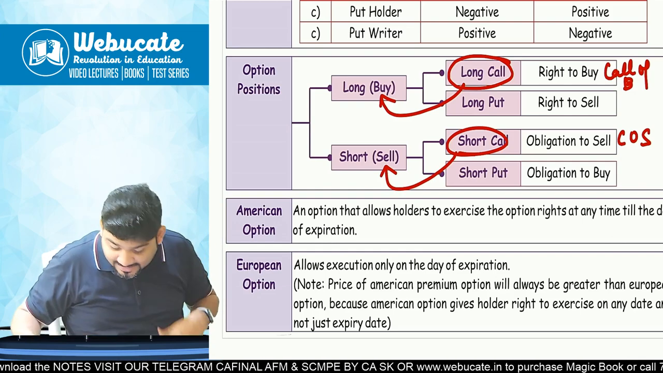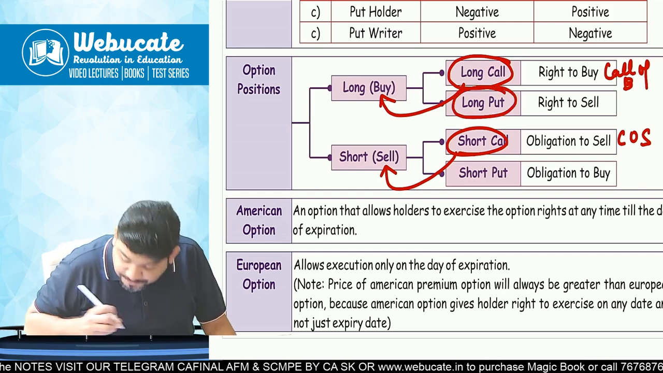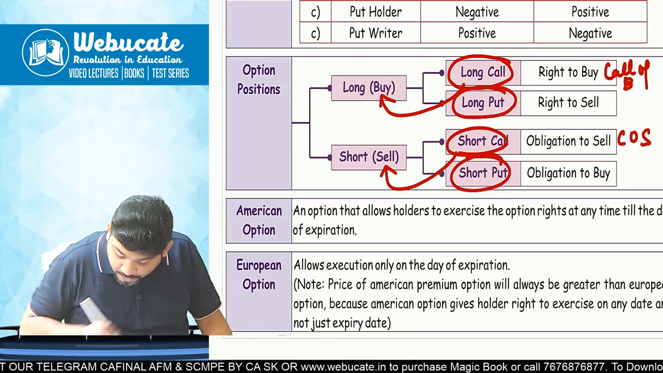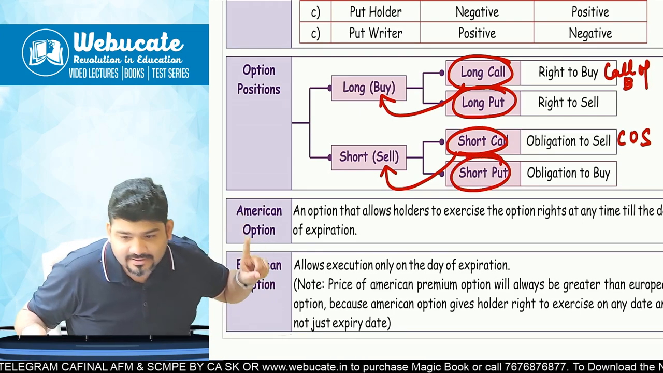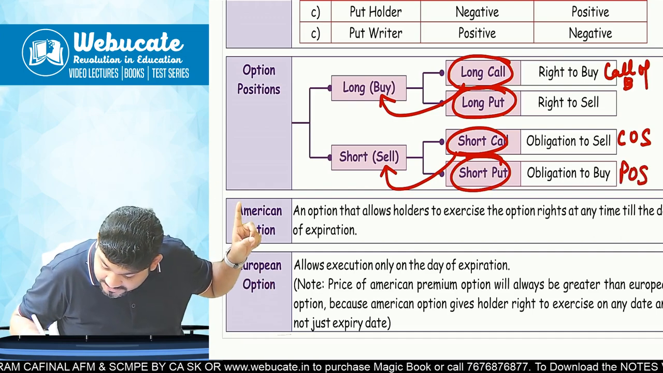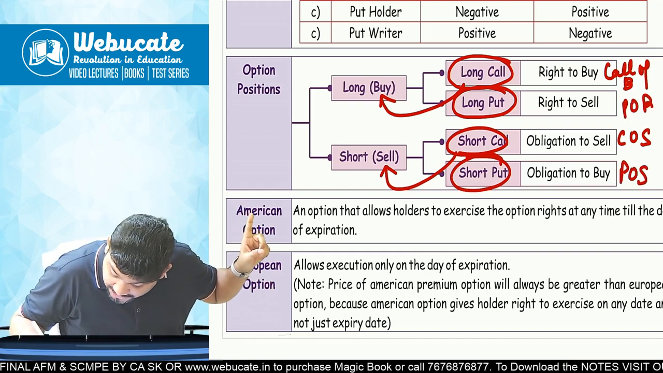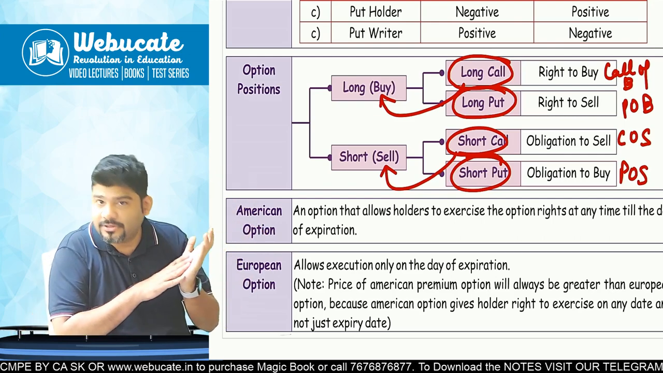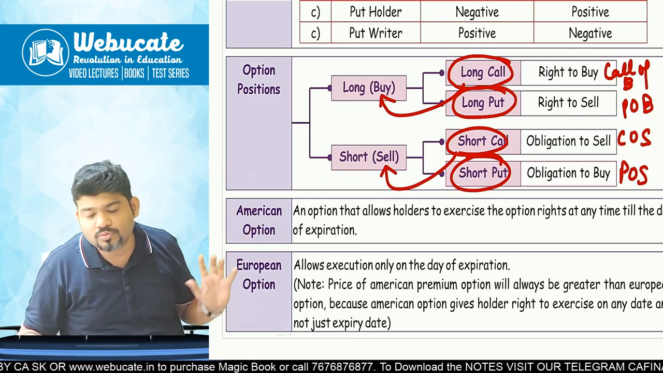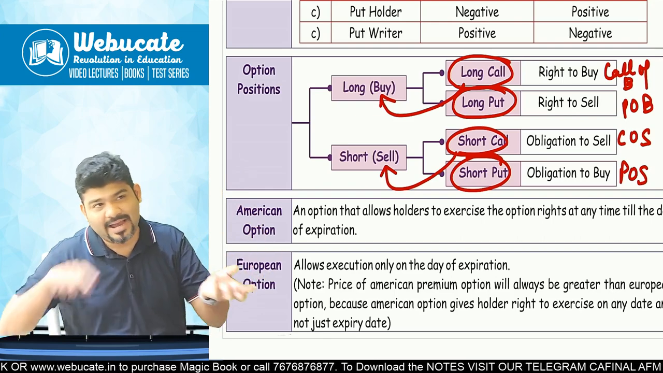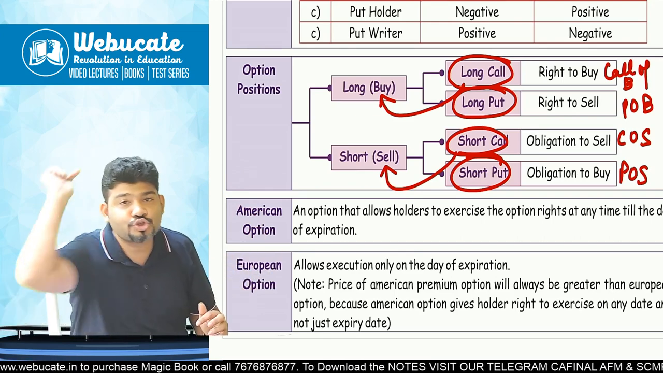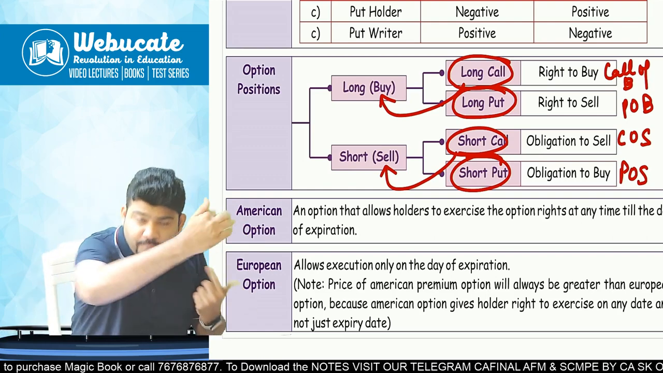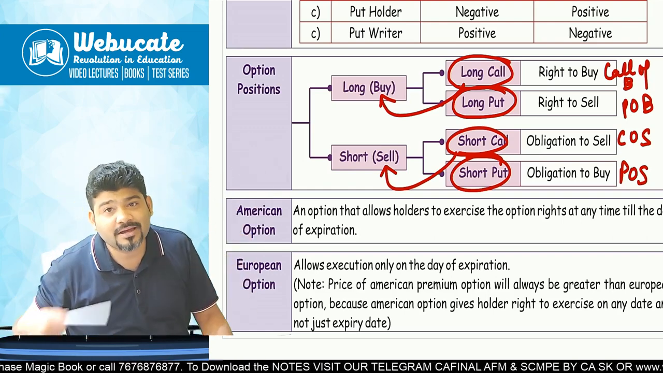And then there is long put. I have bought a put. I am the put option buyer. And short put is the put option seller. Got it, guys? So I am buying a put option, giving me a right to sell. Don't confuse, but that's what it is. If I am buying, the other person is selling, so he has done a short put to me. Long put: I have bought the put, giving me a right to sell.